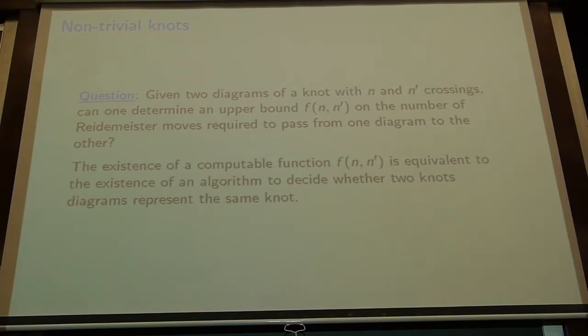And just as before, the same sort of argument says that the existence of a computable function is equivalent to the existence of an algorithm to decide whether two diagrams represent the same knot. And we actually know the existence of such an algorithm, first given by Haken and Hemion, although there are now other approaches. And so we know that there is a computable function. But exactly what the computable function is, or qualitatively what it is, seems a long way off. Let me tell you what's known.